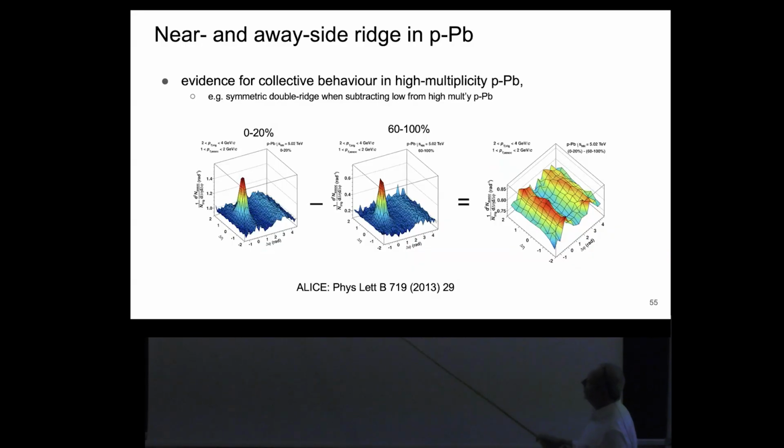So what you can do is to subtract low from high, and you see two peaks which have the same height. And you can also see that they go up and down together as you change the multiplicity. So truly, this is a manifestation of the v2. You can interpret it as a v2.